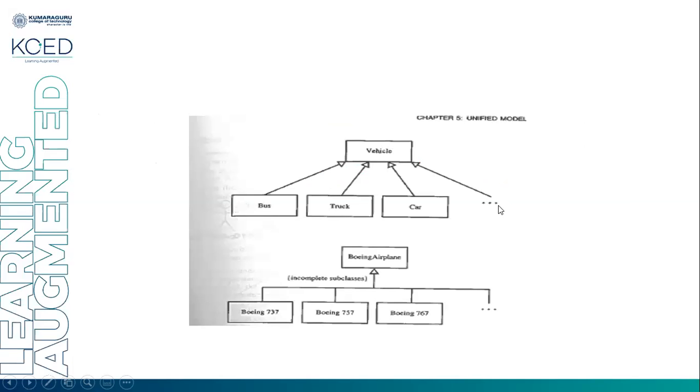We have 3 dotted lines. The 3 dotted lines mean we have some more subclasses that are not all shown here. It's applicable in the Boeing example too, in the superclass-subclass relationship. 737, 757, and 767 are shown. Some more Boeing aeroplanes are not shown here. So up to this is the end of the class diagram.